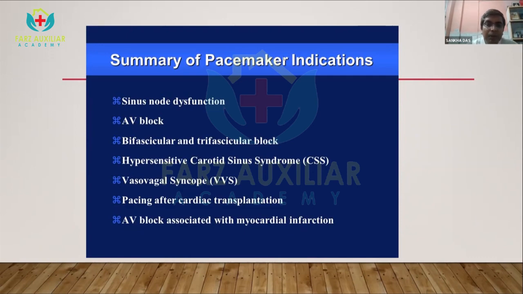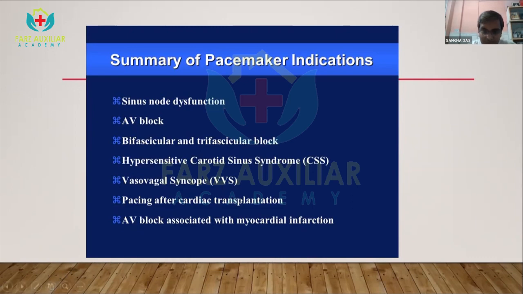Next, vasovagal syncope. Now, vasovagal syncope is a common syncope which normally does not need a pacemaker. But if a vasovagal syncope is bradycardia predominant, where there is significant bradycardia of heart rate less than 40 beats per minute, or there is sinus arrest, then it qualifies for putting a pacemaker.